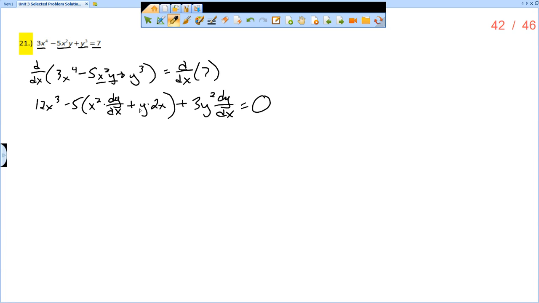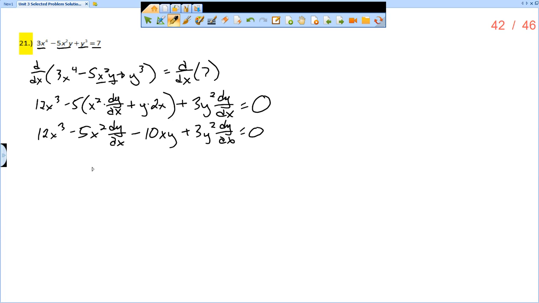All right, now I want to distribute the negative 5. So 12x cubed minus 5x squared dy/dx, and then minus 5 times 2 is 10xy, plus 3y squared dy/dx equals 0. So now we want to collect the things with dy/dx on one side.